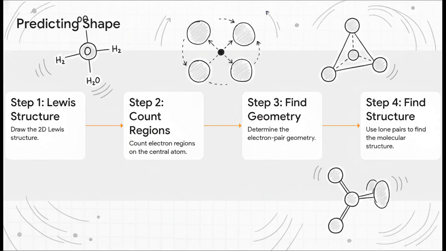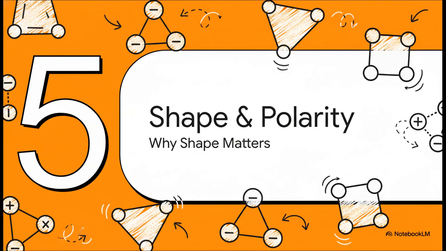So check this out. You can actually predict the shape of pretty much any molecule with this simple 4-step process. First, draw the basic 2D Lewis structure. Second, count up all the electron regions around that central atom. Third, that number tells you the parent electron geometry. And finally, you just look at how many of those regions are lone pairs, and that reveals the molecule's true final structure.